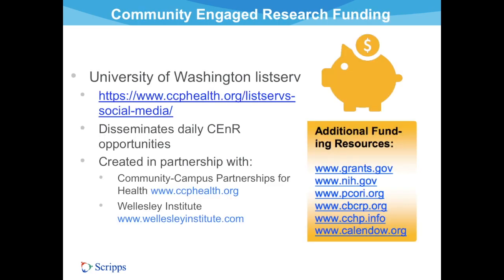Another important resource is the University of Washington's Listserv, which disseminates daily CEnR opportunities. It was created in partnership with the Community Campus Partnerships for Health and the Wellesley Institute. On the right is a list of additional sites that can provide funding resources.